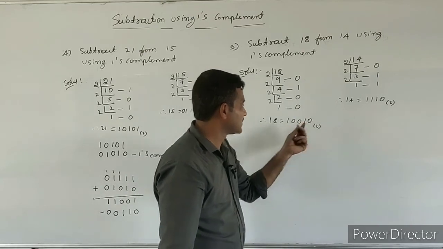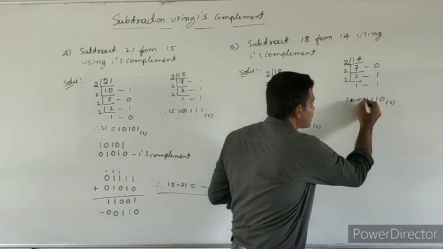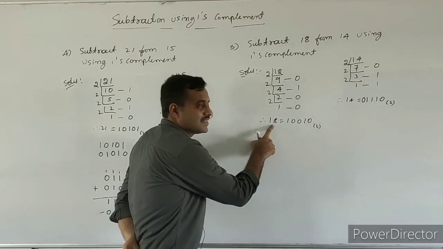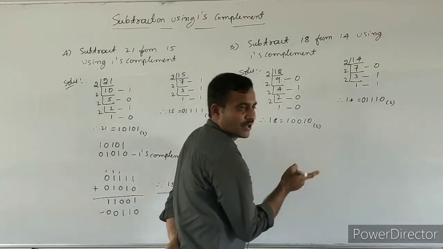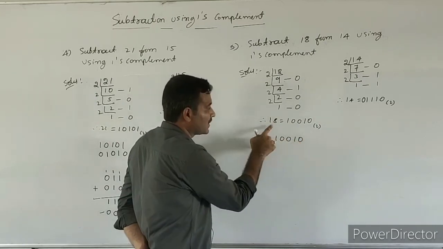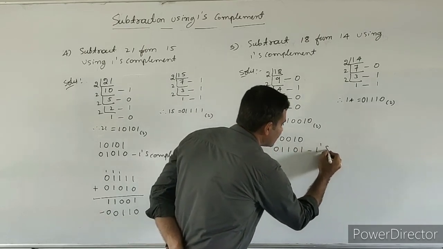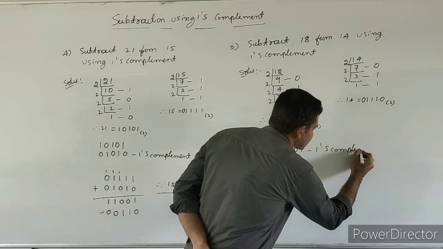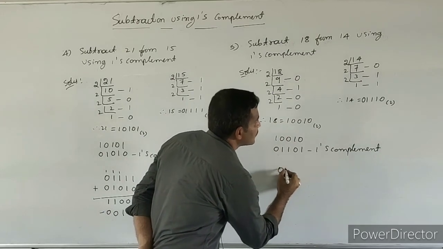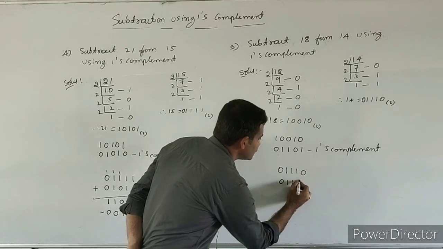Next observe the number of bits. Here there are 5 bits. Here there are 4 bits. So add 0 to the more significant bit to make them an equal number of bits. Then 18 is the subtrahend and 14 is the minuend. Consider 18, that is 1 0 0 1 0. Take one's complement of 18, that is 0 1 1 0 1. That is the one's complement of the given subtrahend. Minuend value is 0 1 1 1 0. Negated subtrahend is 0 1 1 0 1.